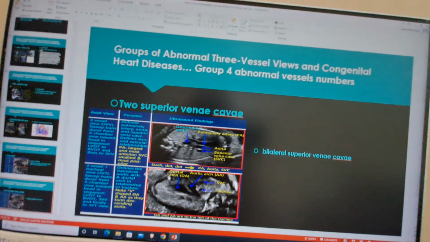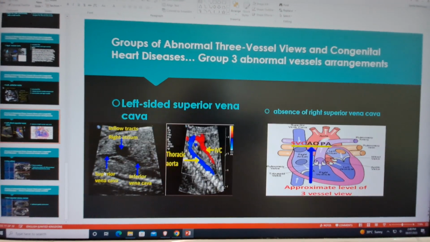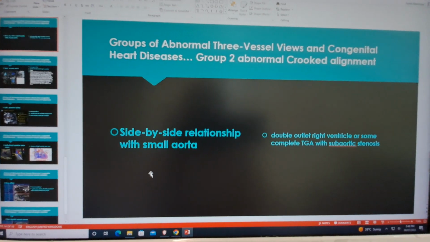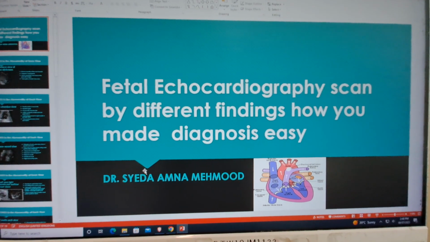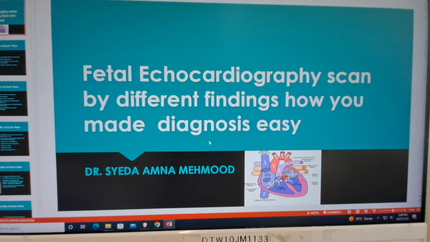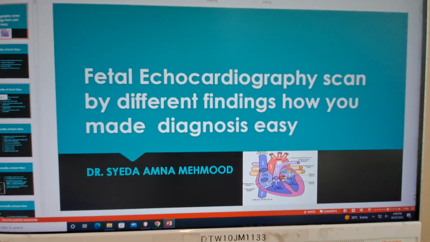So these four groups you can easily exclude, and when you have excluded these findings, then you can go group by group, and then you narrow down your diagnosis. So your diagnosis is very easy, depending upon just small findings in fetal echo.